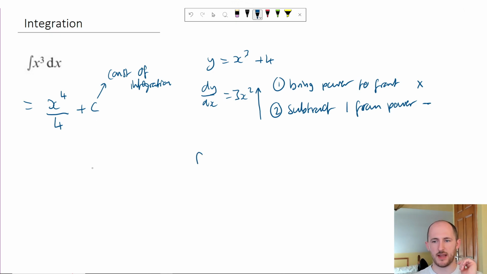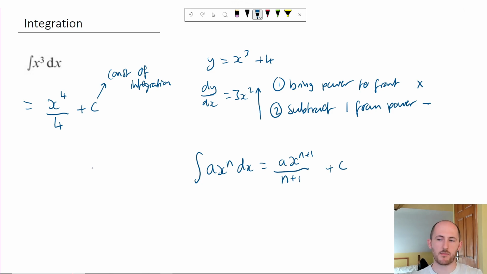So if you want me to give you a general form, then for the integral of x to the n dx, all we do is write x to the n plus 1, put a plus c at the end, and then divide by whatever the new n plus 1 is.